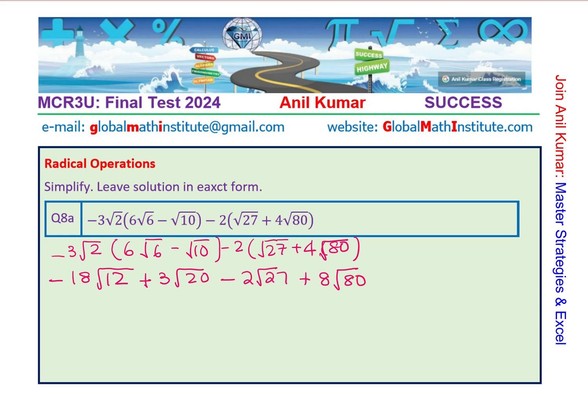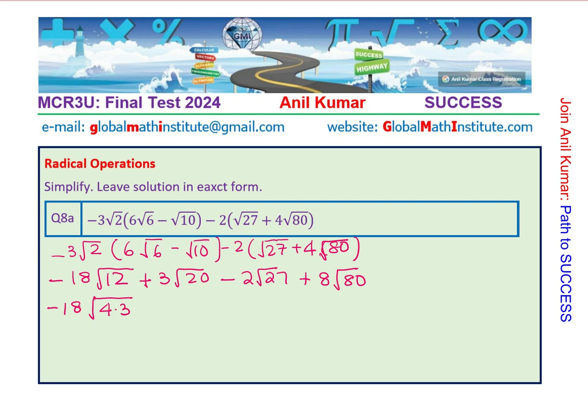We can now simplify the radical. So we have 18. Now 12 can be written as 4 times 3. I am taking 4 because 4 is a perfect square, so it helps to simplify. 20 is 4 times 5. That decimal in between is not a decimal. That point is a product sign.